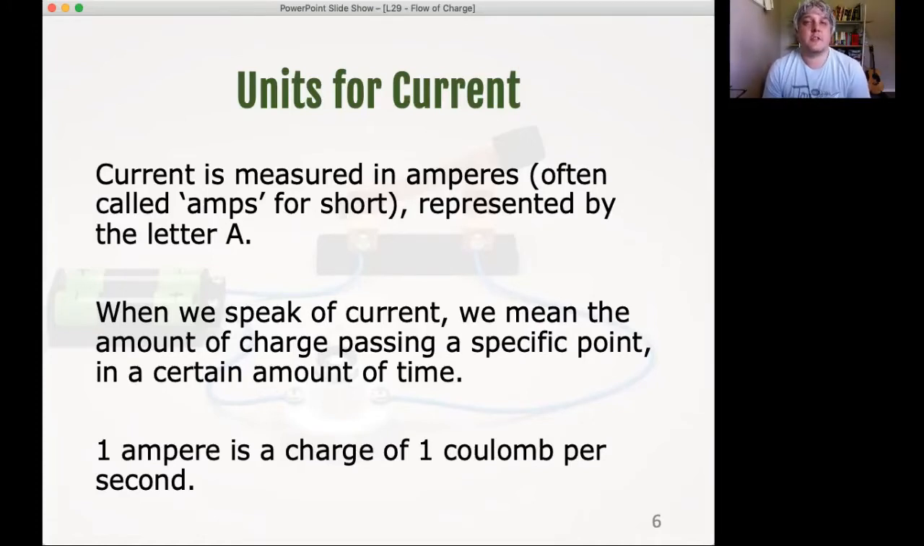And so we use that definition. 1 ampere is a charge of 1 coulomb per second. Keeping everything nice and simple, 1 ampere is 1 coulomb per second. So if you've got more than 1 amp, you've got more than 1 coulomb per second. And likewise, less than 1 amp is less than 1 coulomb per second.